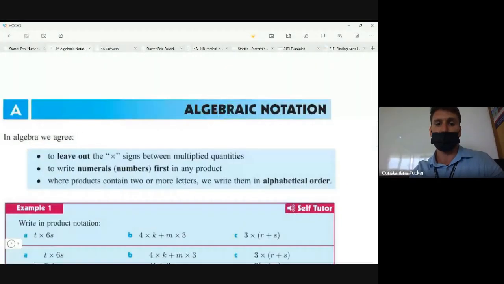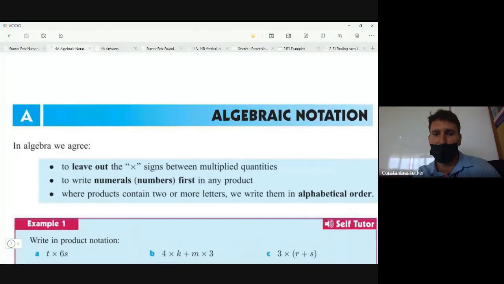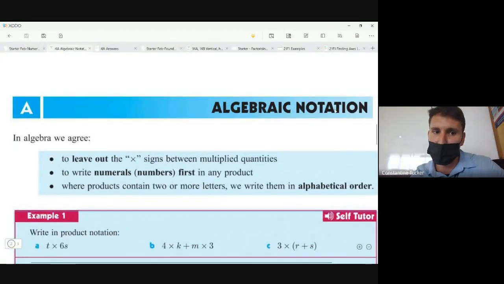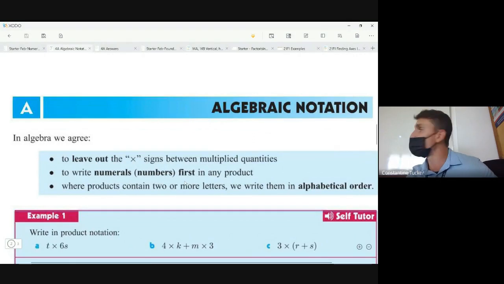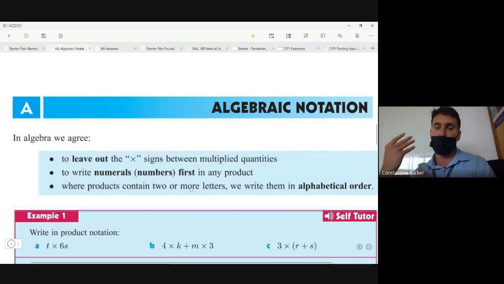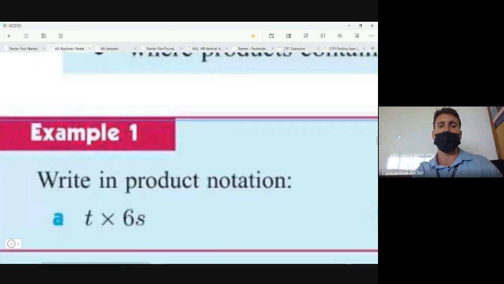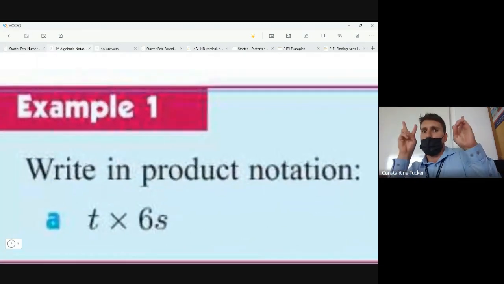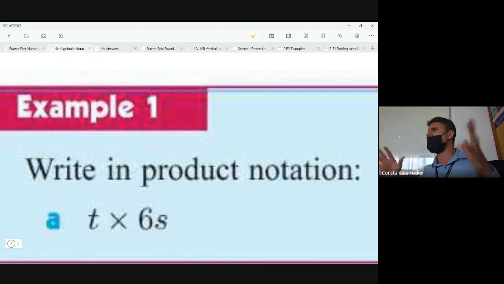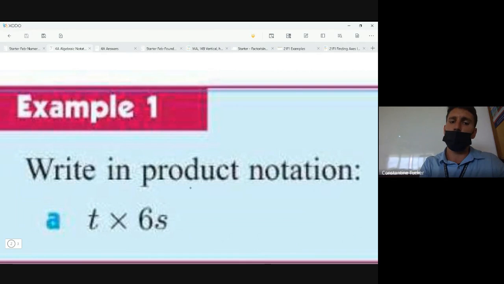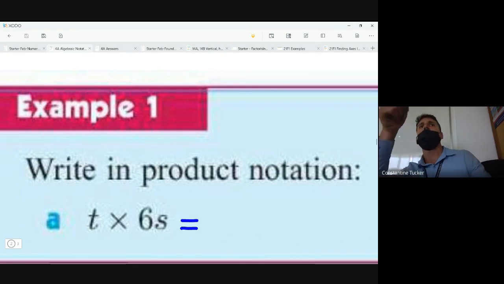So let's do this. Okay, so this is paragraph 4a, algebraic notation, and we're going to be looking at how we simplify expressions which involve algebraic terms, letters, and numbers, and maybe times and plus between them. So let's have a look at this first one. How would we write this in product notation? Fancy words. It means basically how would you make it as simple as possible and using a lazy method here.